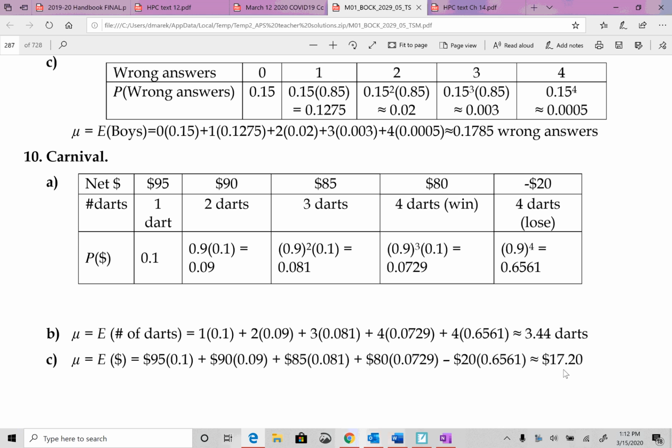For the carnival problem, again, our expected value here, you could net, if you got the balloon popped on the first start, 95 or 90, 85, 80, or you used all 4 darts, you didn't win anything, you lost 20 bucks for playing the game. Again, by those probabilities, for part B, it's an average of 3.44 darts. Expected value of your net is you're going to win 1720.